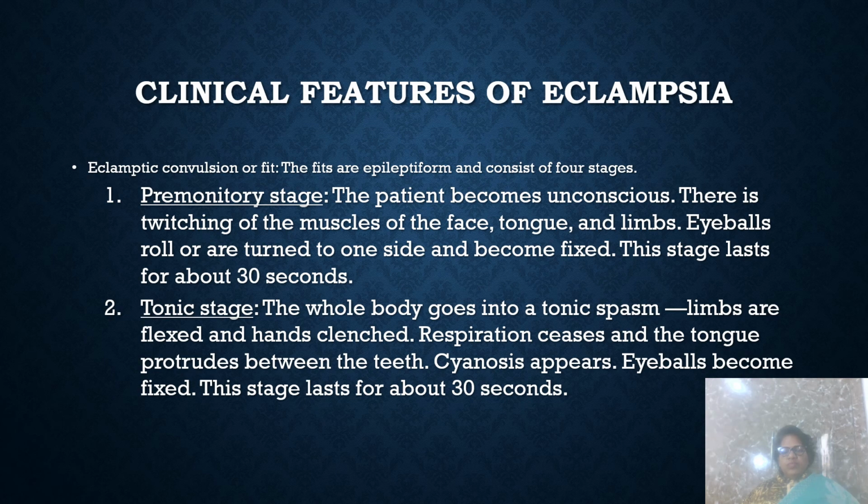Eclamptic convulsions or fits develop. The fits are epileptiform and consist of 4 stages. The patient gets fits like epilepsy, and the convulsions come in 4 stages. These are also called the stages of eclampsia. First stage is the premonitory stage.